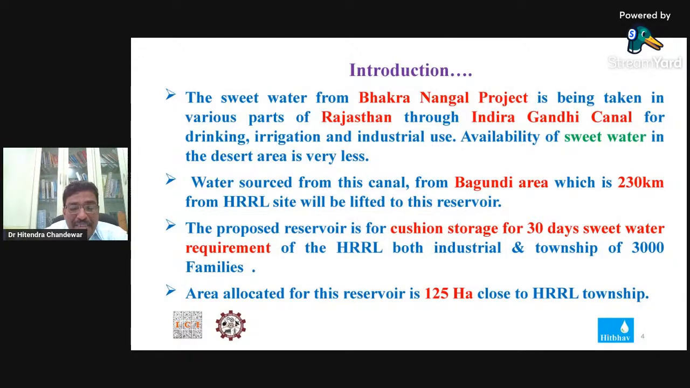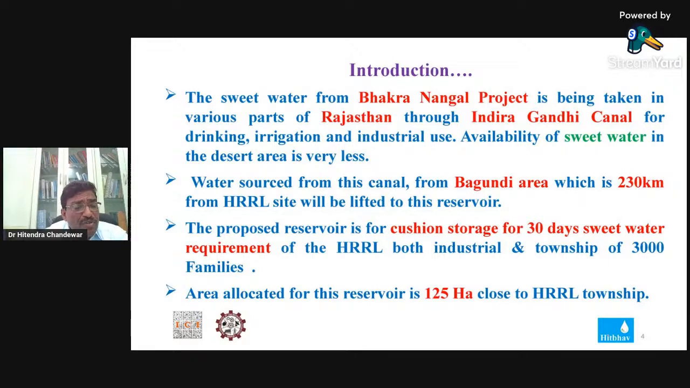But the Government of Rajasthan and the dam authority told Hindustan Petrochemical, that is HPCL, to have 30 days of storage at the factory site itself, because they have to close the canal for some maintenance and everything. So for that, HPCL has to go for cushion storage for 30 days within the factory premises. And the area is too big actually.